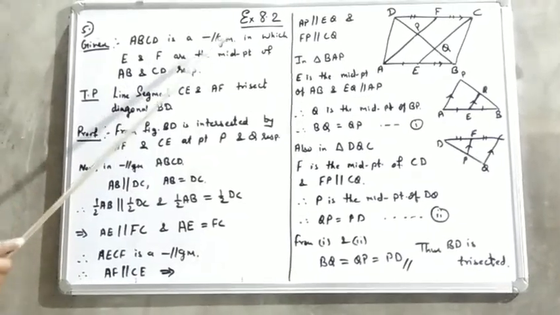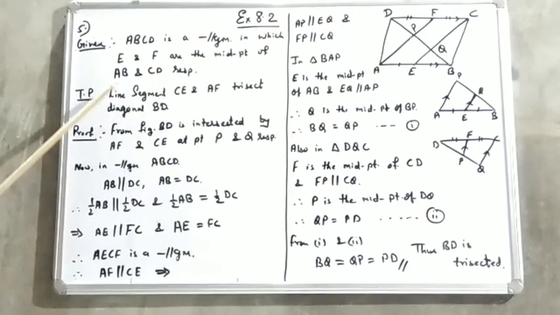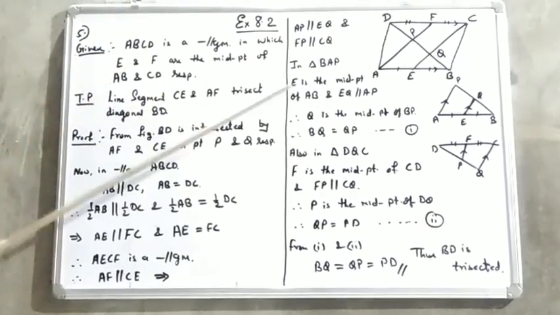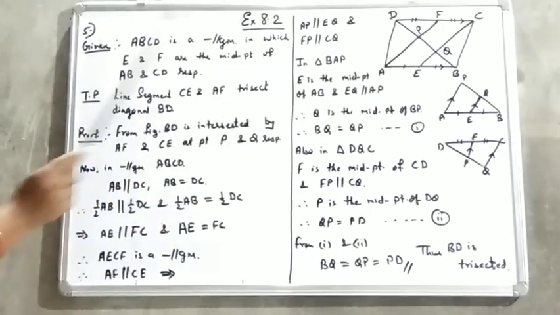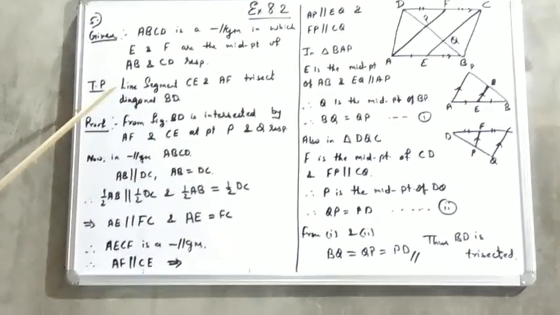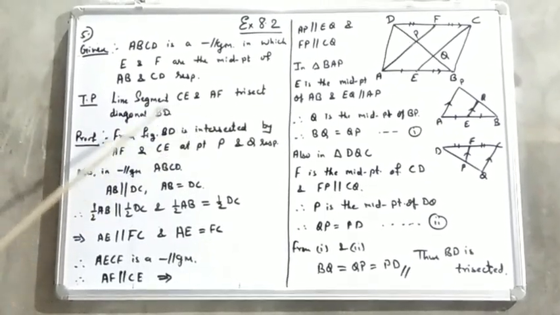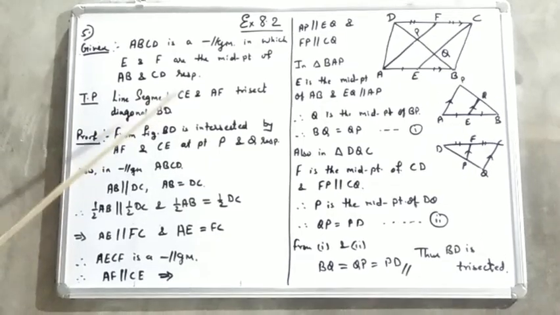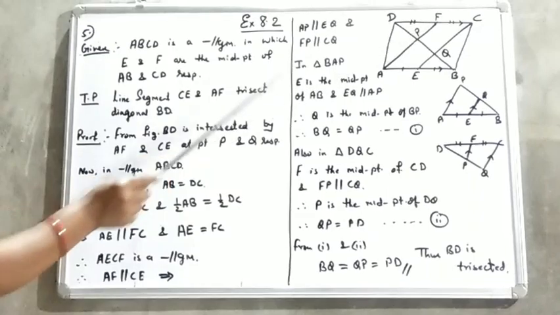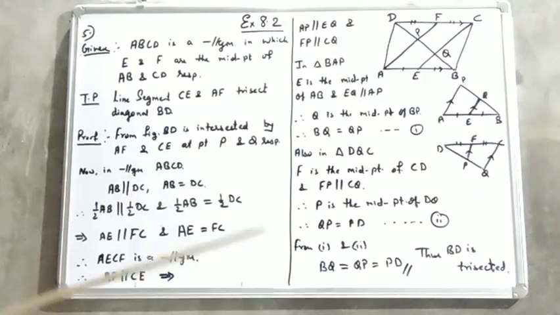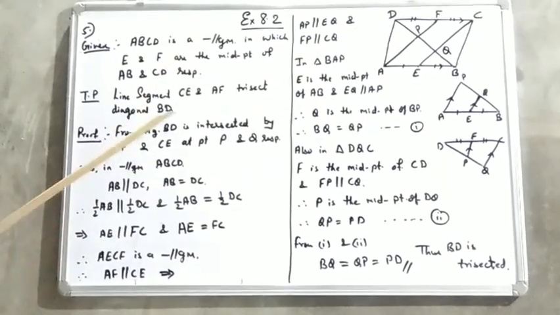ABCD is a parallelogram in which E and F are the midpoints of AB and CD respectively. E is the midpoint of AB, F is the midpoint of CD. We have to prove line segments CE and AF trisect diagonal BD. CE is here and AF is here and BD is the diagonal. We have to prove that these two line segments trisect the diagonal BD.